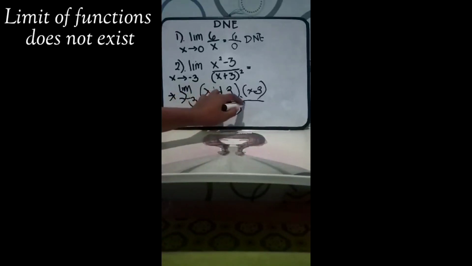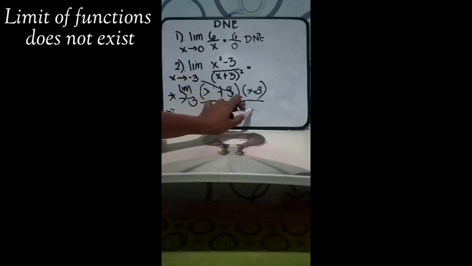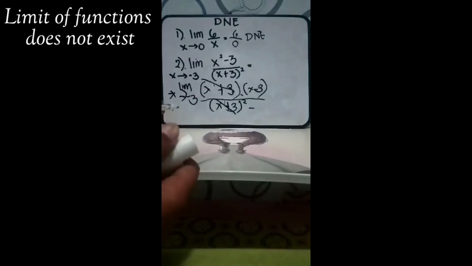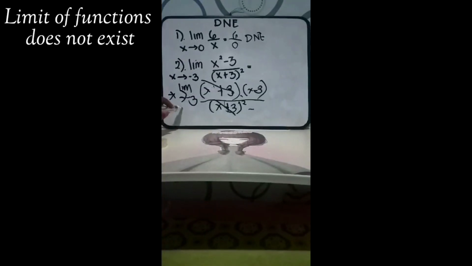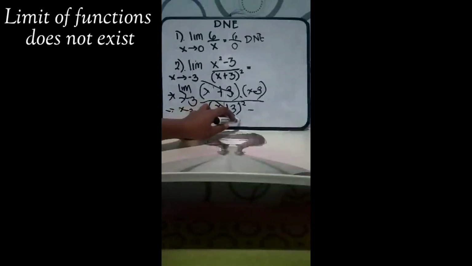Expand pa rin natin siya, but hindi na siya kaya. So, pwede natin siyang hindi expand na. So, kaka-cancel out natin to. Magiging negative na lang matitira din sa baba and yung sa taas. And next, x minus 3 over x plus 3. When substitute, negative 3 minus 3 and negative 3 plus 3. Dito, magiging sagot natin ay negative 6.